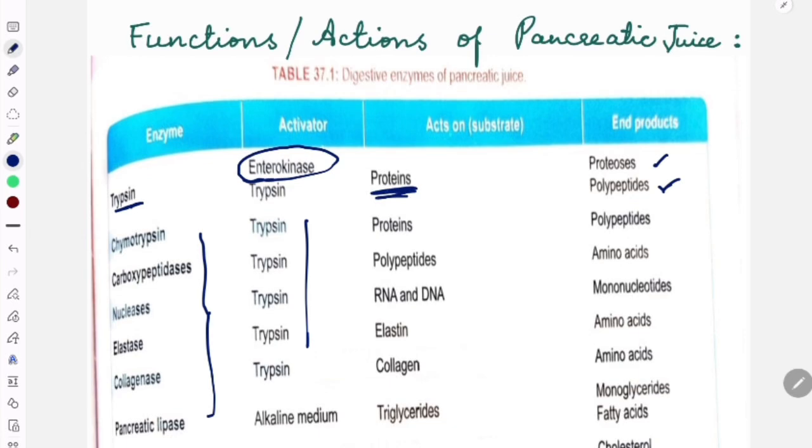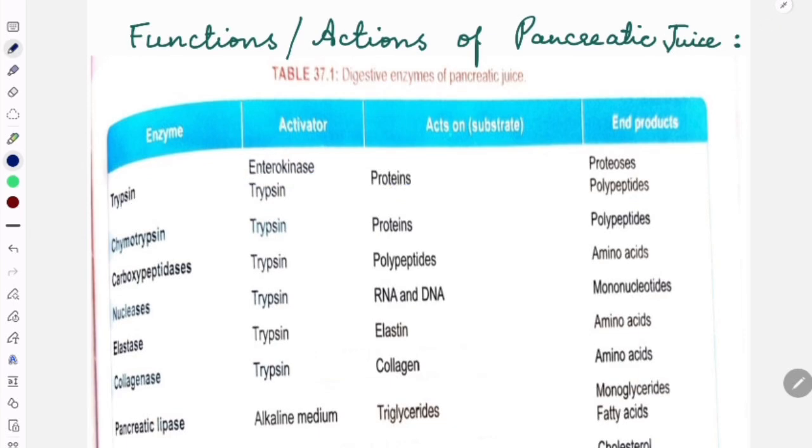So trypsin is a key enzyme that is required not only for the digestion of proteins, but also for the action of other enzymes because it is the activator of the majority of the enzymes. Next comes chymotrypsin, which again acts on proteins and converts them into polypeptides. Trypsin is the activator. Next comes the carboxypeptidases. It is also a proteolytic enzyme that acts on polypeptides and converts them directly into amino acids. It is a powerful enzyme that directly converts the polypeptides into amino acids. This is also activated by trypsin.